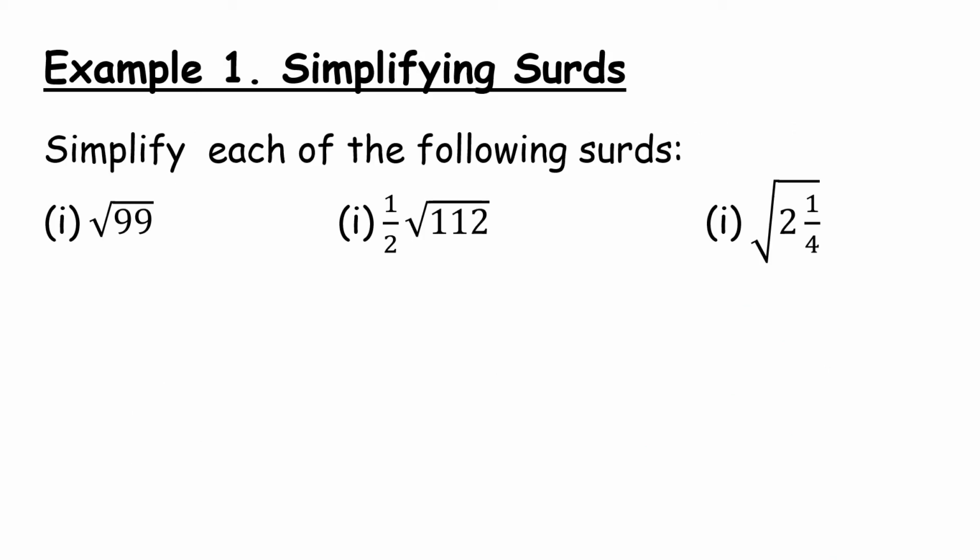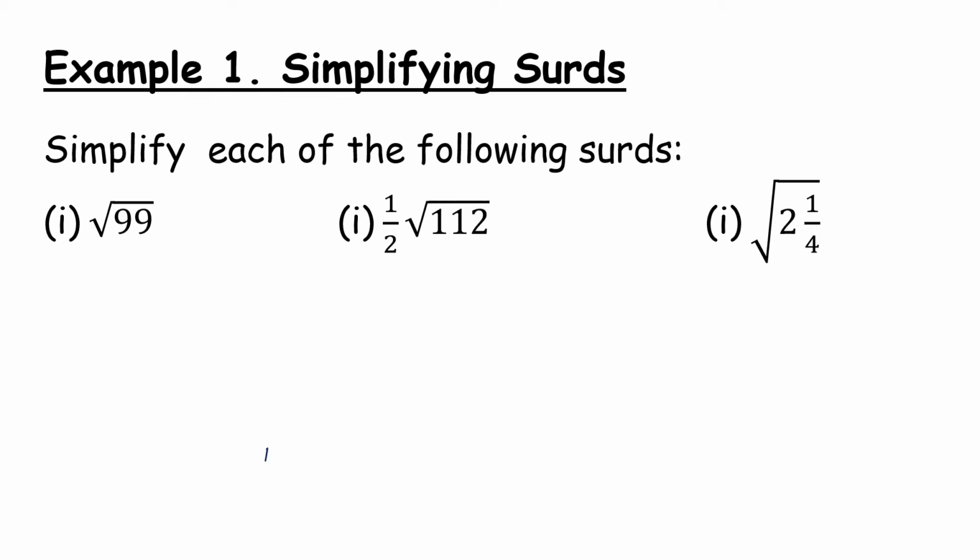So let's look at using these properties of surds. Simplify each of the following. The method that we use to simplify surds is we're going to try and see, is there a perfect square that will divide into the number? So think of your perfect squares. We have 1, 4, 9, 16, 25, and so on.